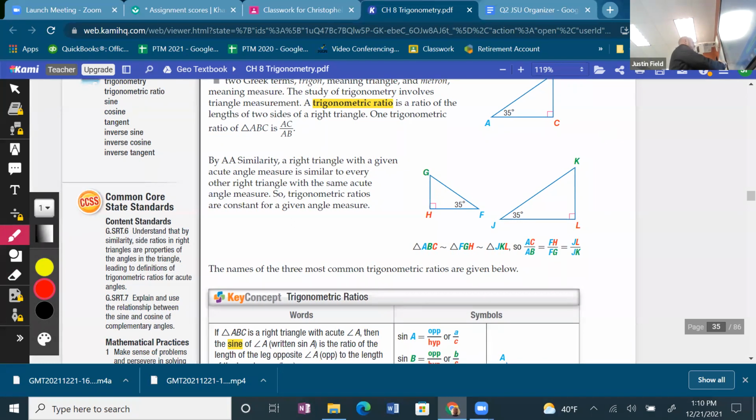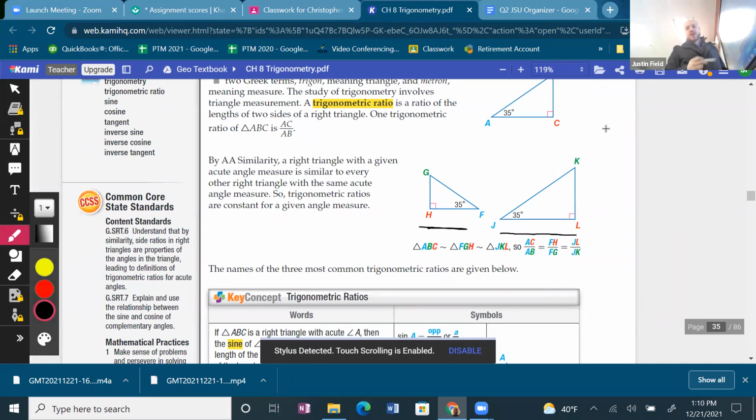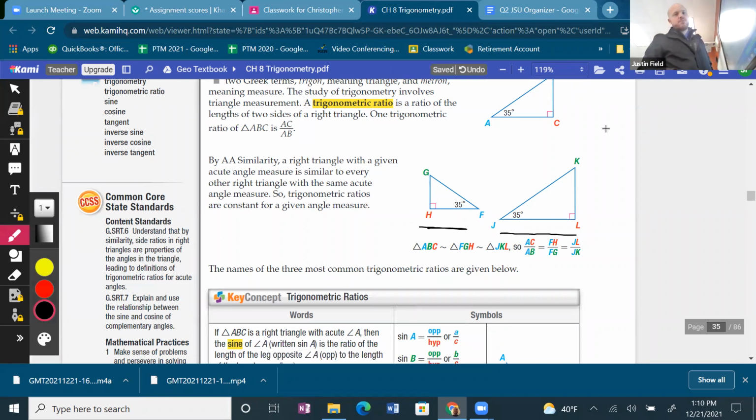Just a cool part to know is the reason we can do it is because we have these two triangles. Are they congruent? No. But what do you notice about them? Hopefully you notice they both have a right angle and a 35-degree angle. That means by the third angle theorem, which we did talk about, that angle G and K are congruent.